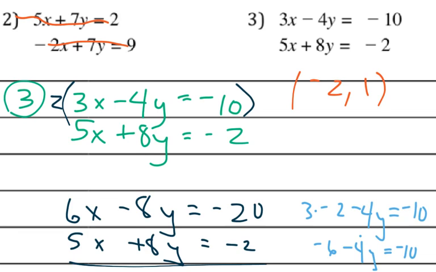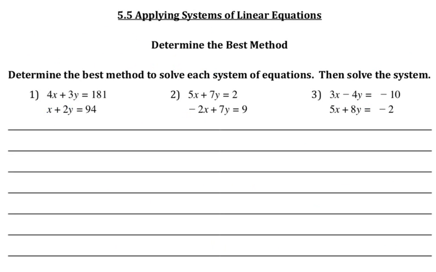And then when you check it in the original, you get negative 6 minus 4 is negative 10. When you check it in the first one, you get negative 10 plus 8 is negative 2. So like I said, most of these, usually we're going to prefer elimination. But you're determining the best method that you see fit.